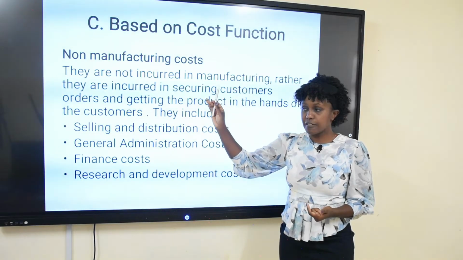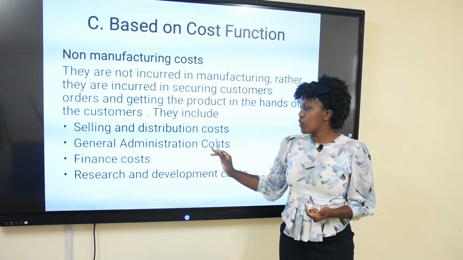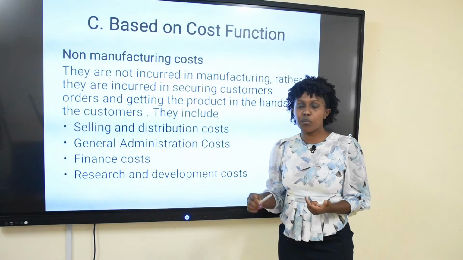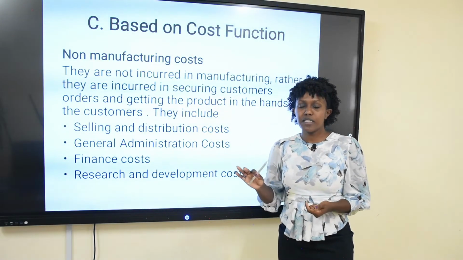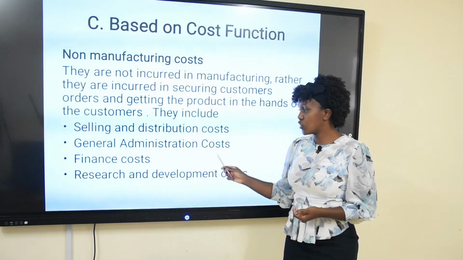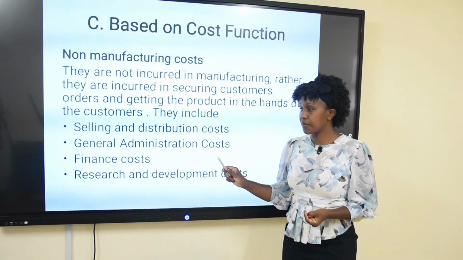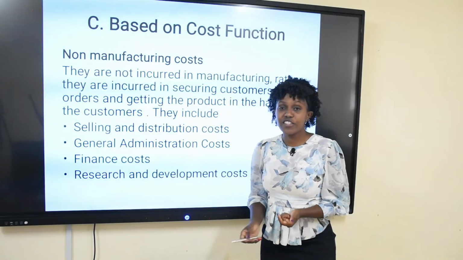Now they're incurred in selling. As we have also mentioned, we have talked about general administration costs. In the process of administration, from accounting and finance departments, those are general administration departments, and the costs associated with them are not for manufacturing. We may also have finance costs.